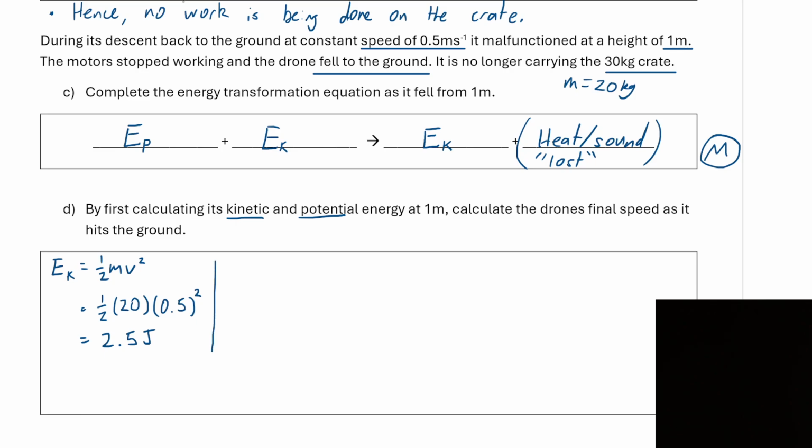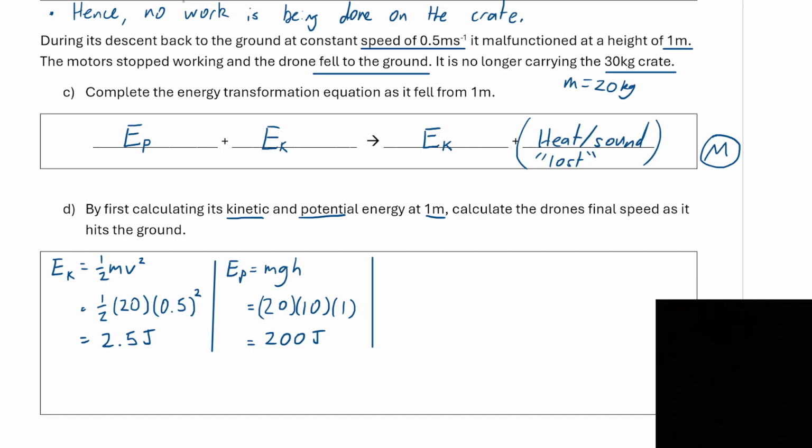All right. Now let's find the potential energy. Mass times gravity times height. Mass we know, 20 kgs. G, again, assuming on Earth, it is 10. H, what's the height? It's not 20 meters anymore. It is now 1 meter. 20 times 10 is 200. 200 times 1 is still 200 joules.